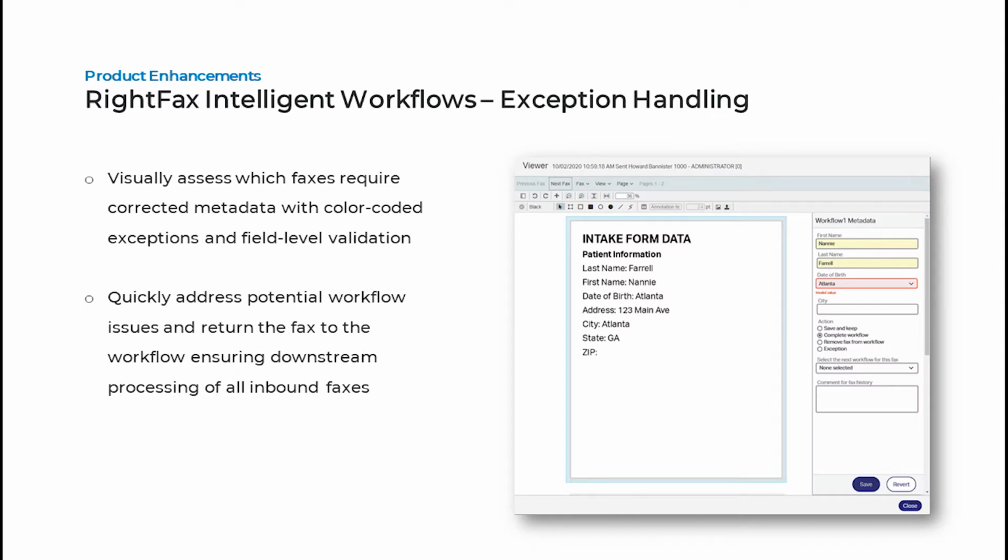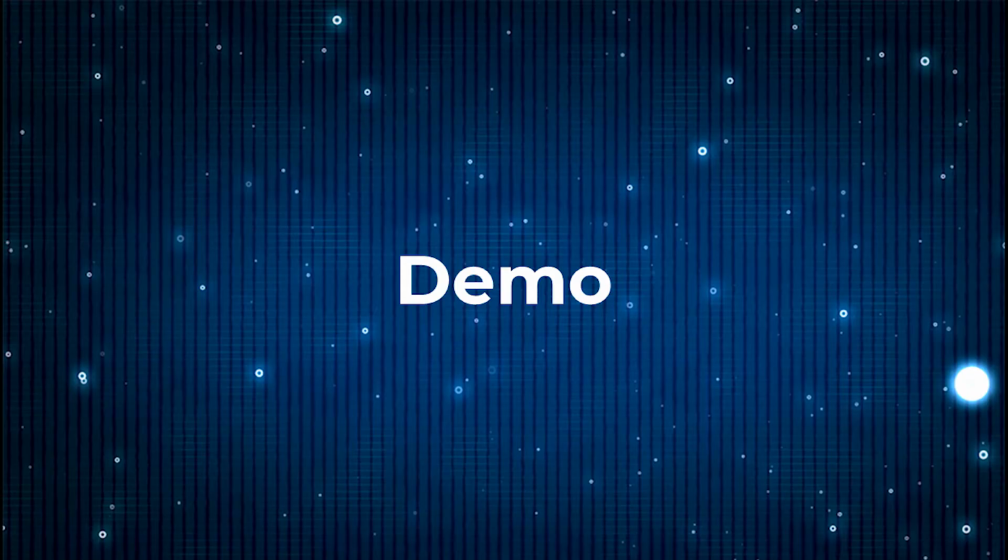Exception handling has been updated to indicate exceptions clearly in the fax list. This is where users can now visually assess which faxes require corrected metadata with color-coded exceptions and field-level validation. Next, we'll do a demo of this enhancement and show how easily workflows can be set up within virtually any organization.